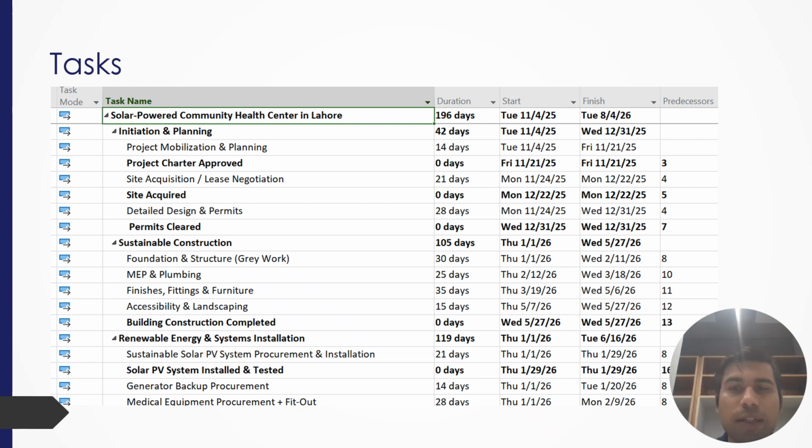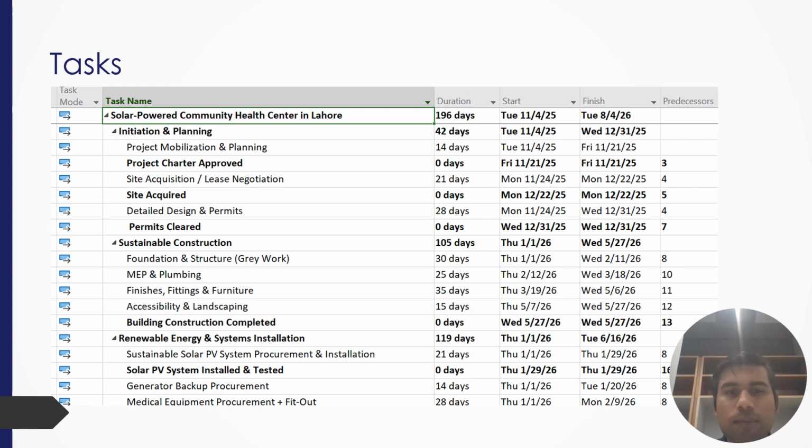medical equipment setups. And the next is the ICT, information communication technology setup and staff recruitment, training, to prepare for the operation. This project concludes with the final handover, evaluation and closure, achieving full completion in August 2026.